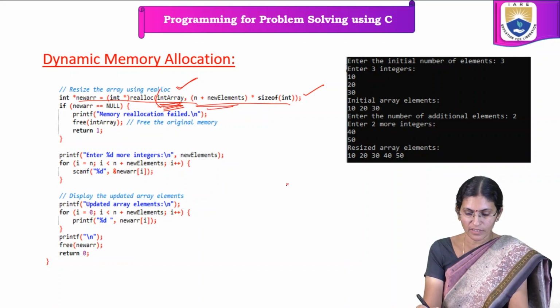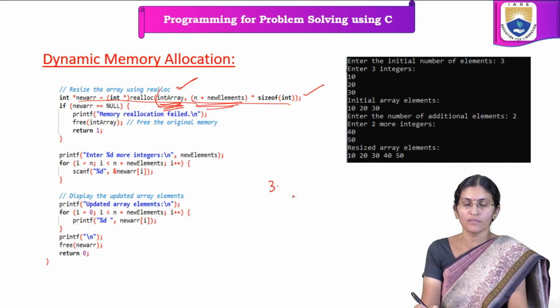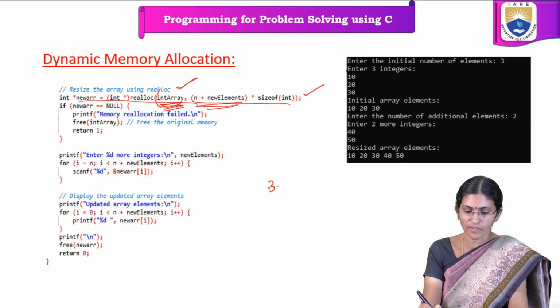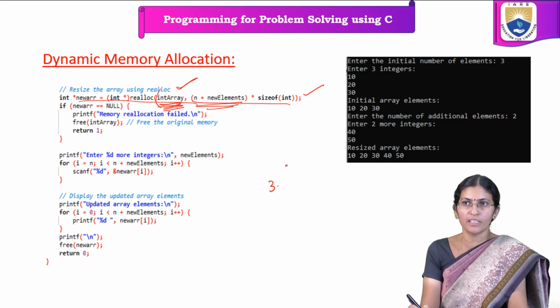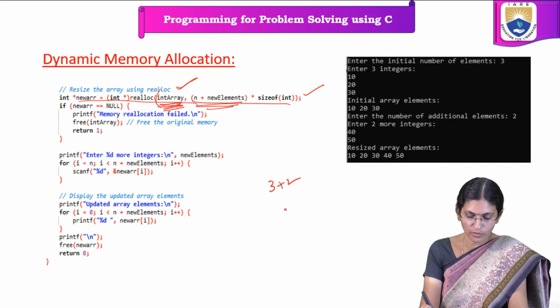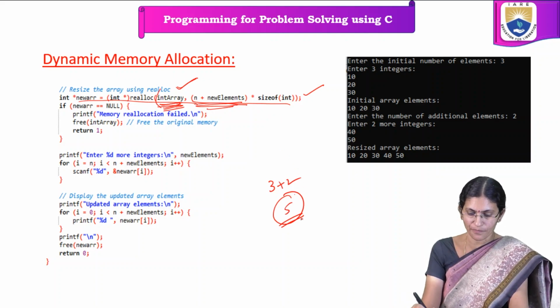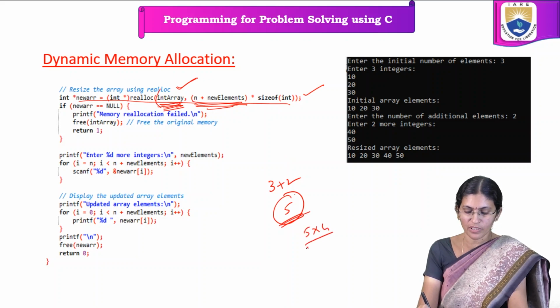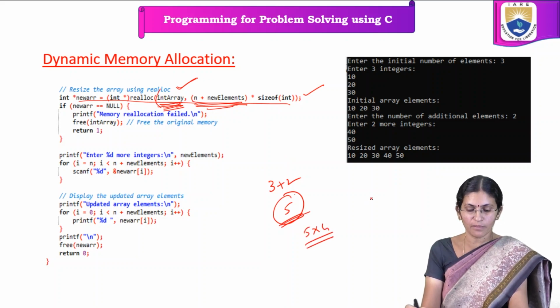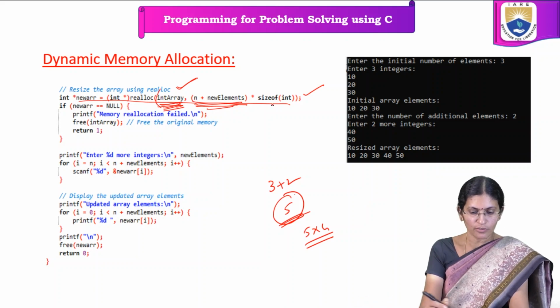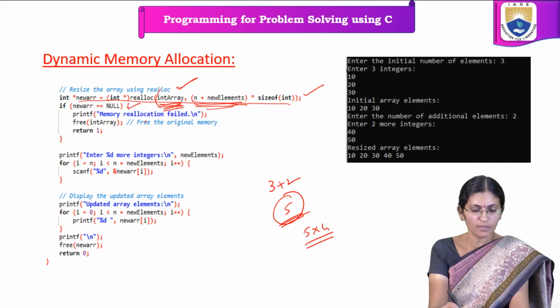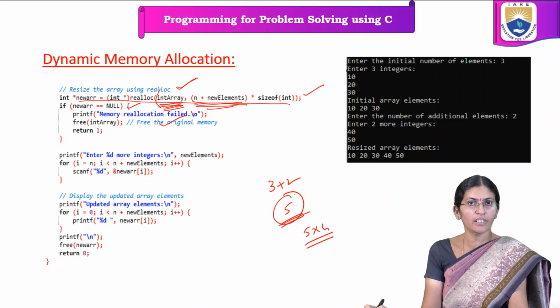So n plus new elements specifies the new size. Previously we have given only 3 integers. Now 2 more integers have to be added to the existing array, so the total size will be equal to 5. This is the new size: 5 into size of integer. 5 into size of integer means 4, 5 4s are 20. So 20 bytes of memory will be allocated. If it returns a null value, then memory reallocation fails.